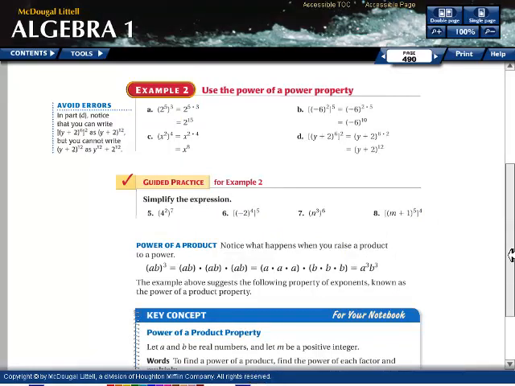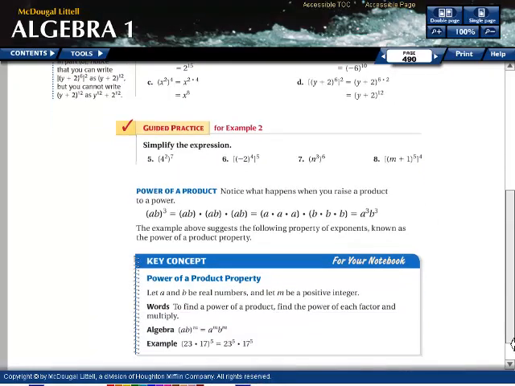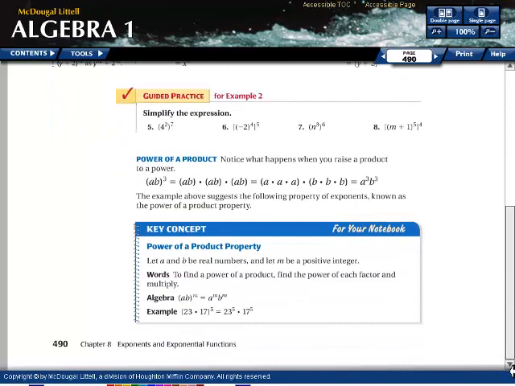So let's look down here. Power of a product property. So just like what we just talked about, whenever there's 2 things inside of here, it's actually everything being raised to that power. So if it's 23 times 17 to the 5th, that's actually 23 to the 5th times 17 to the 5th.